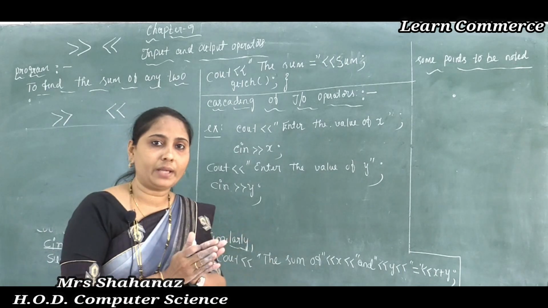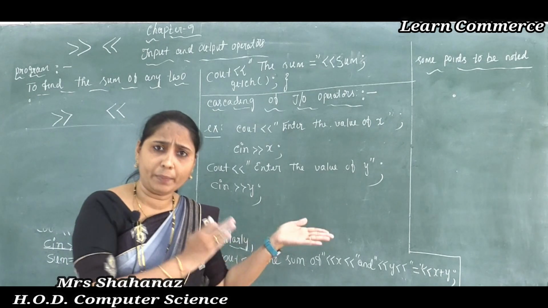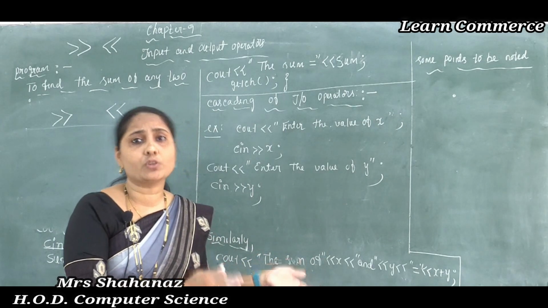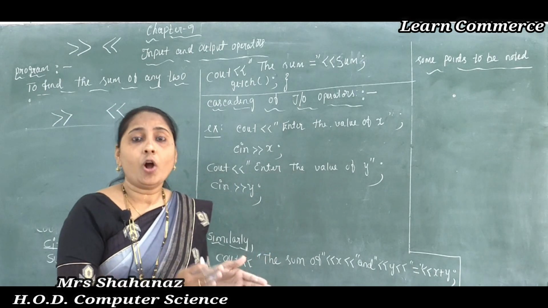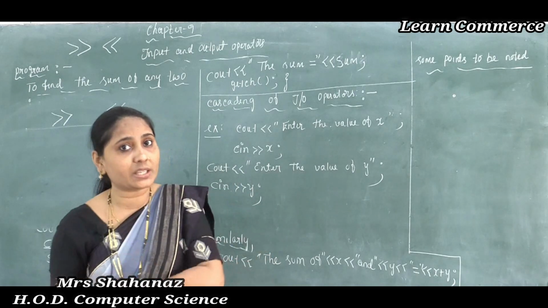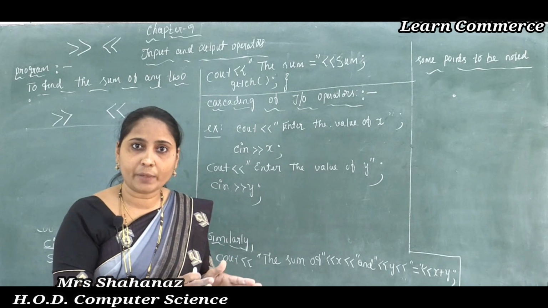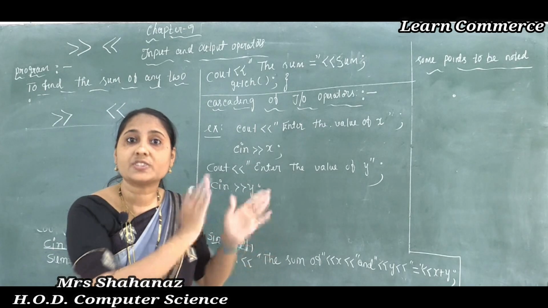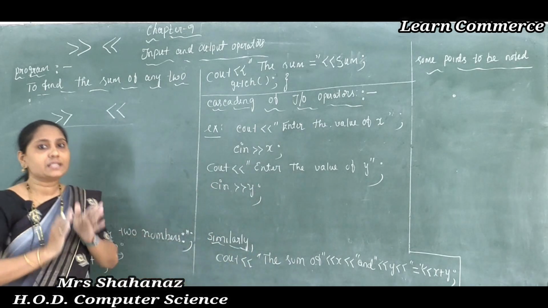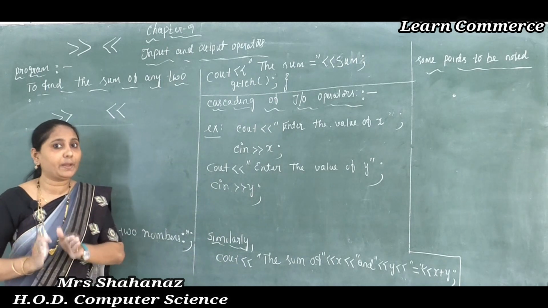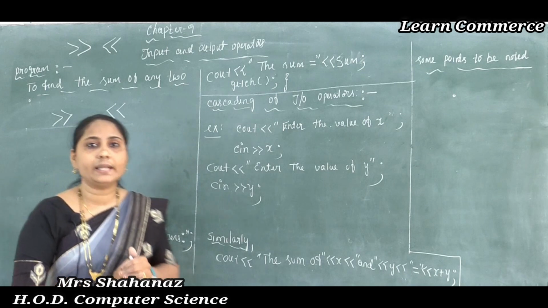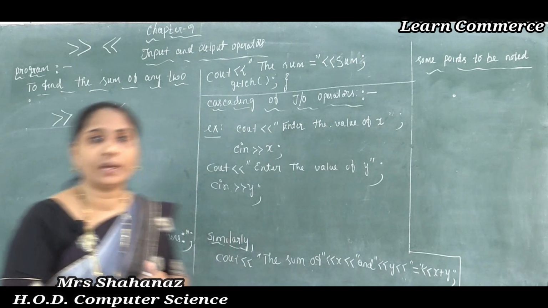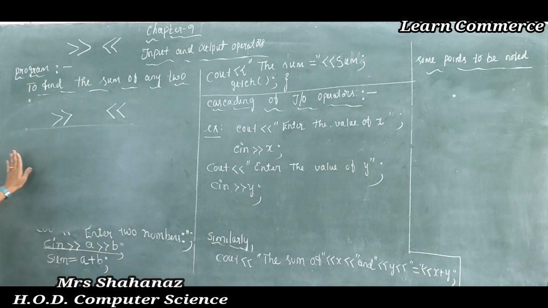Or together we can say, when you use input or output by using a single cin statement or a single cout statement, cin means using the multiple stream extraction operator, cout means using the multiple stream insertion operator, these are called the cascading of input output operators here. So clear this point here.